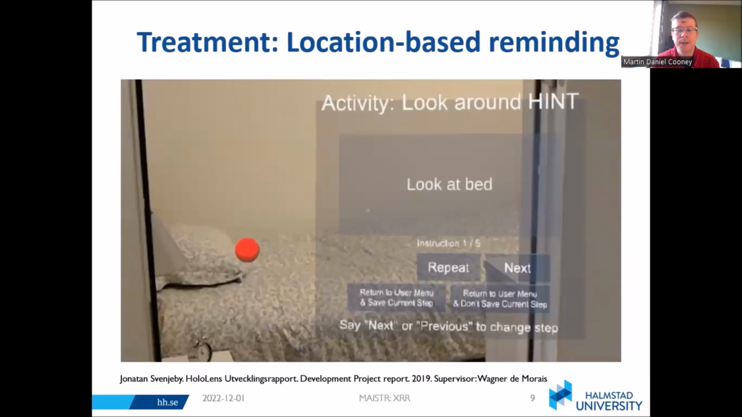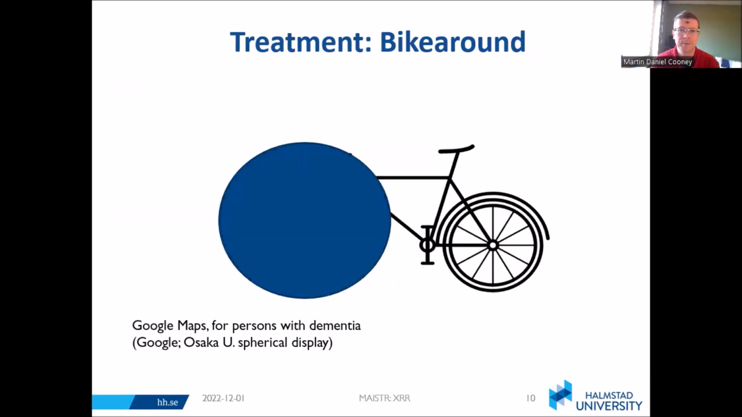This was also with HoloLens, and in our smart environment, the idea was location-based reminders of what to do. So if you go to the bedroom, maybe it prompts you to say it's time for a nap. Or if you go to the medication, it might say, time for your medicine.